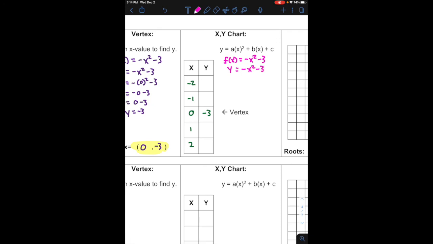Y equals negative (negative 2) squared minus 3. Notice how I'm putting parentheses around the value that I'm substituting in. Again, just like before, we have to do the exponents first, order of operations, to get negative 2 squared, which is positive 4. So we'll be left with negative 4 minus 3, and negative 4 minus 3 is going to give us negative 7. Here are your y values for our table of values.